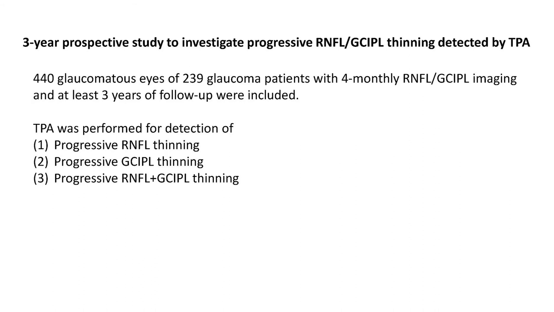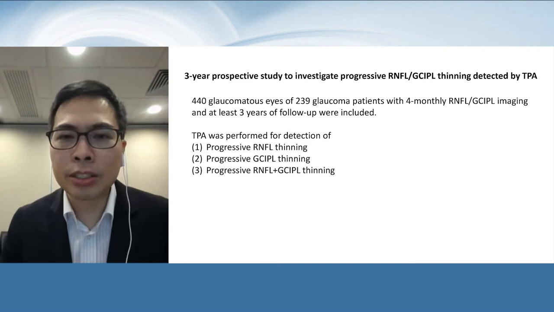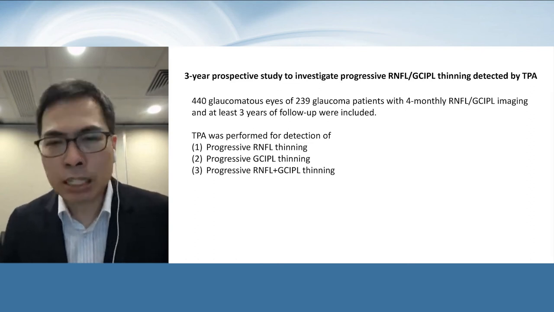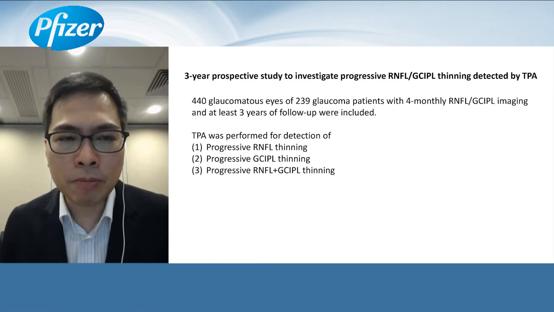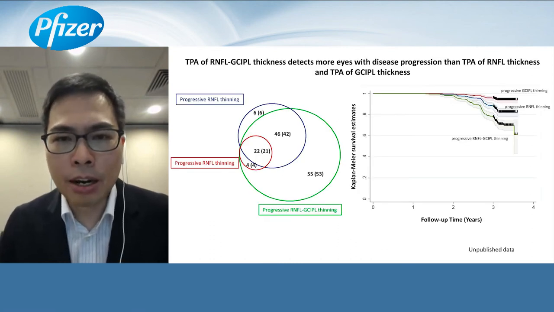We performed a study. These are unpublished data. We performed a three-year prospective study to investigate whether progressive retinal nerve fiber layer and GCIPL thinning, a combined measurement of RNFL and GCIPL detected by OCT, would be a better approach compared with studying the individual layers alone. So we have almost 240 glaucoma patients. They were followed every 4 months for at least 3 years. We used the Triton OCT to image the eye, and we also used the visual field to measure visual field progression. Here is a summary of the analysis.